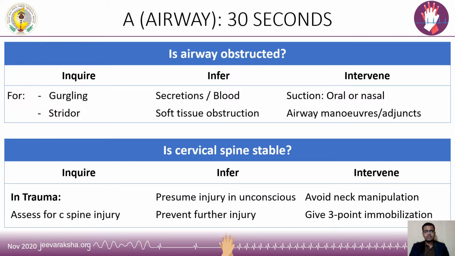But before you do this, the next question which comes to your mind is, is the cervical spine stable? In a trauma patient, there is a general rule of thumb which says that all trauma patients are suspected cervical spine injury patients. So avoid any form of airway maneuvers and make sure they are stabilized with respect to the airway. Give a 3-point stabilization before you start ahead with assessing the airway.